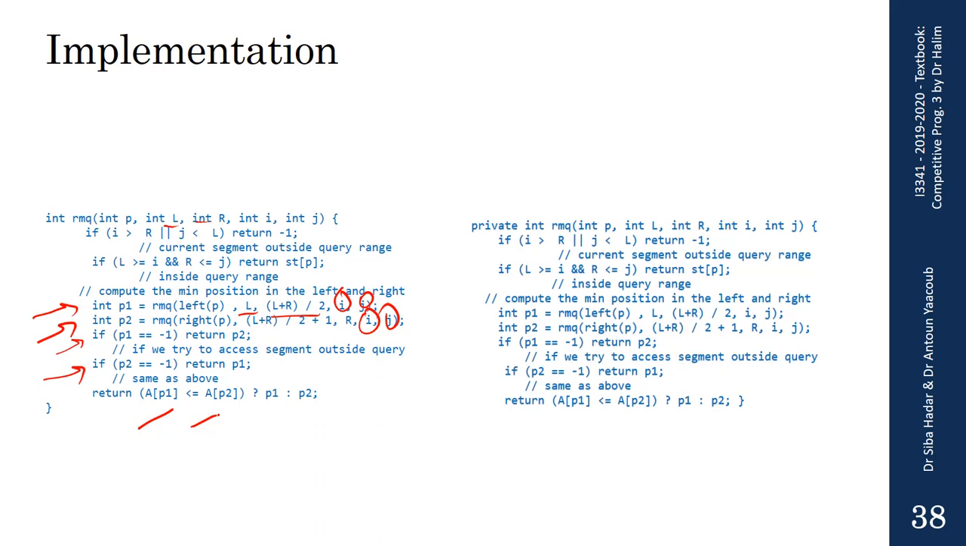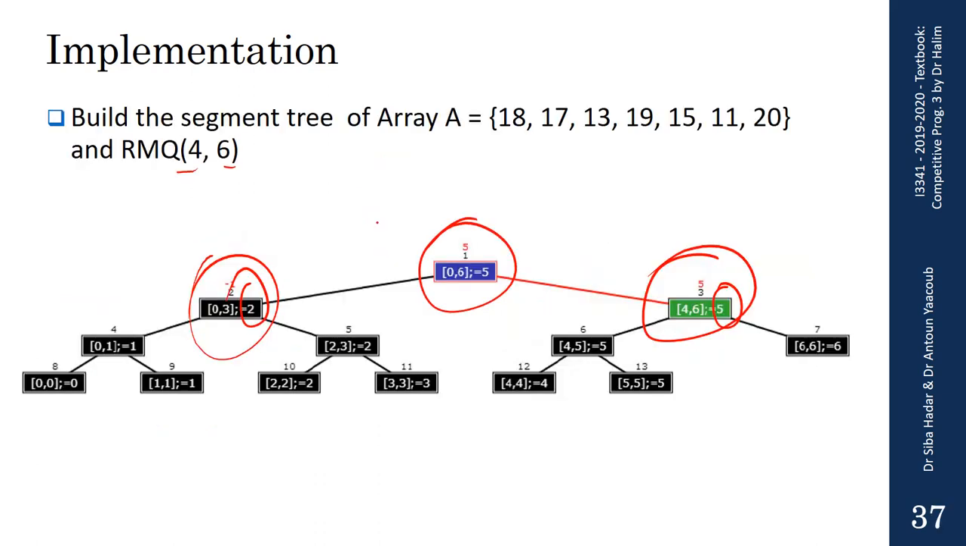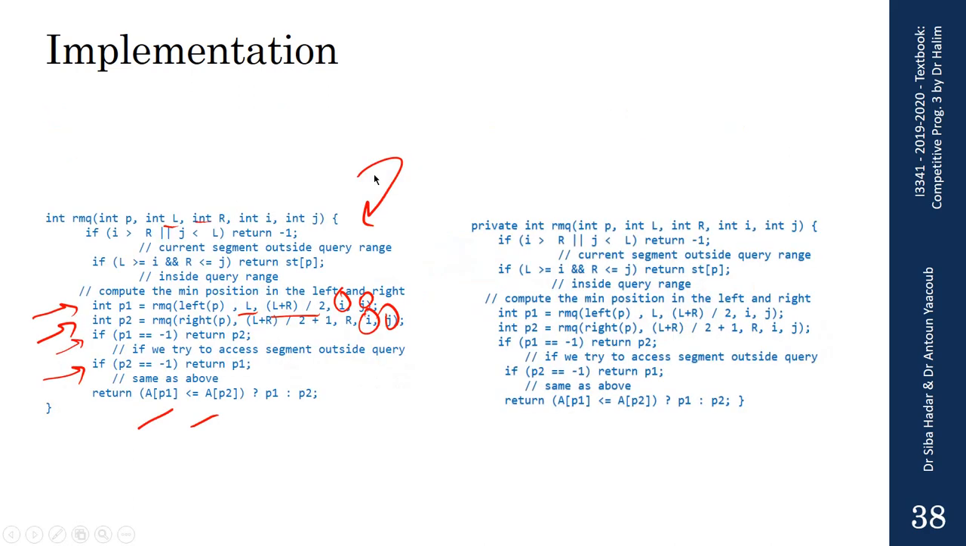However, when I need to end, there are two possibilities. Either we are outside the query range. For example, I'm looking for 4, 6, and I reach a place where it is 0, 3. So it's out of range, so I will return minus 1 directly.